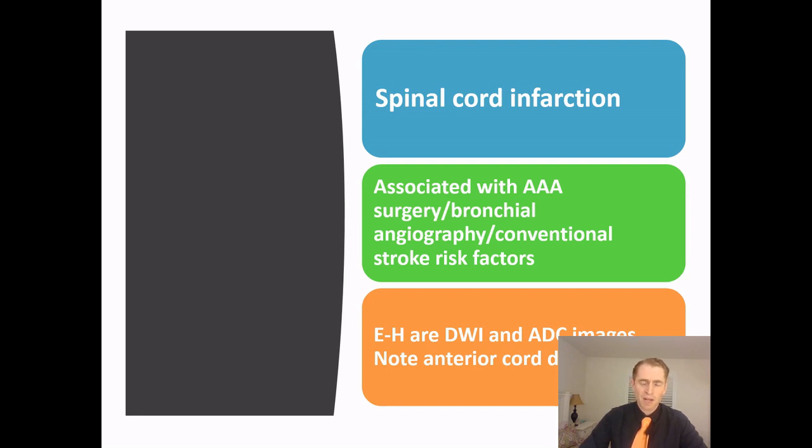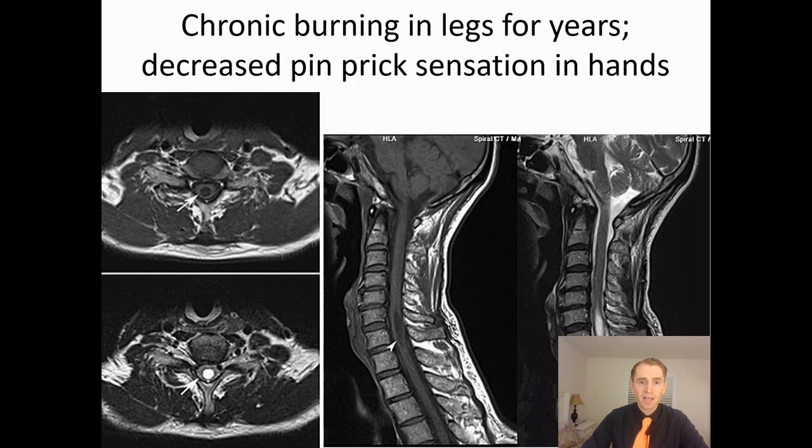And sometimes it can be spontaneous, or sometimes it can be due to certain types of interventions on the aorta or a bronchial angiogram. And you can diagnose it with DWI and ADC images of the spine, which are not routinely done. The vibration sensation is spared because the infarct typically occurs in the anterior two-thirds of the spine that is not controlling vibration. The posterior columns are spared.